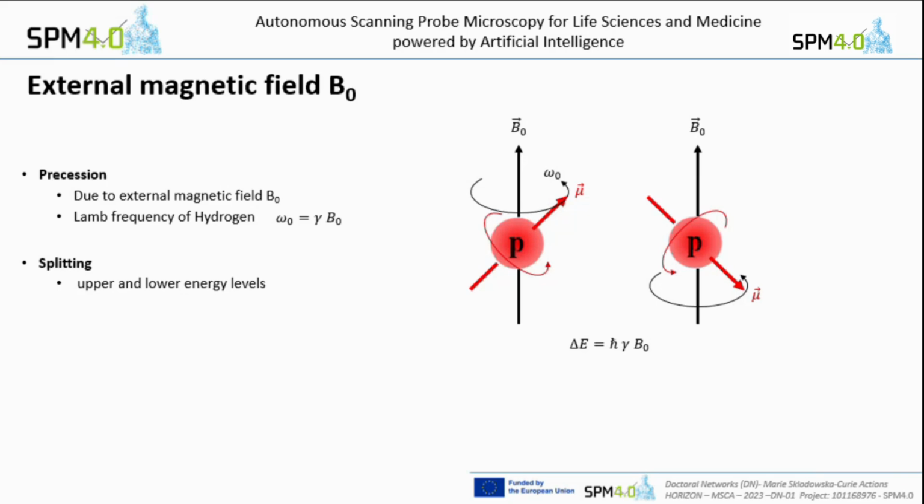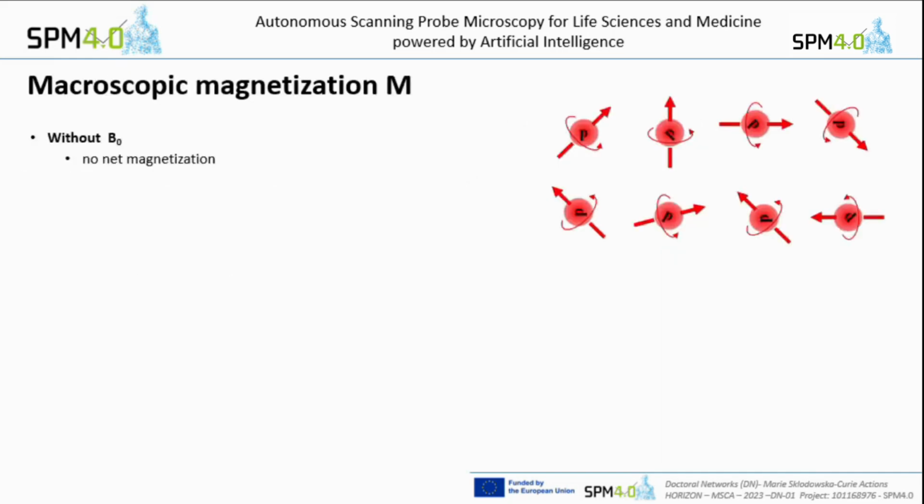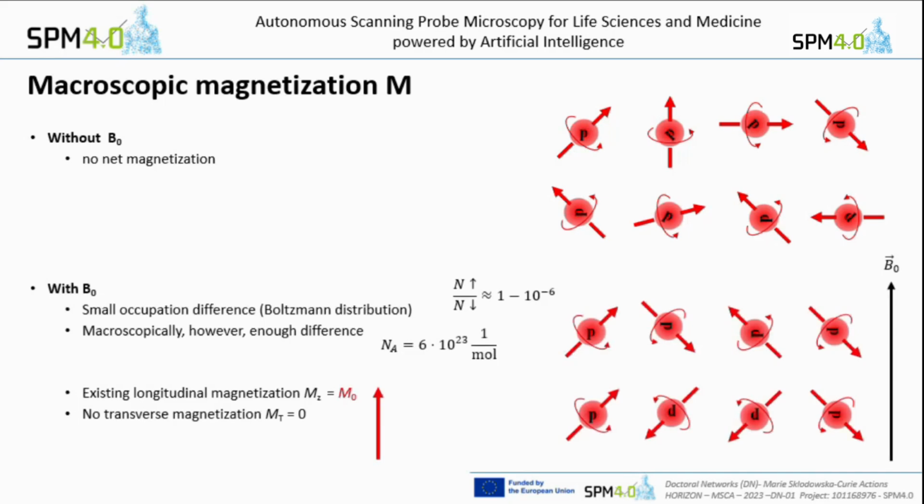So this is a microscopic view. We go to the next step, a macroscopic view, where we observe macroscopic behavior. We see that without an external magnetic field, the spins of the protons are quite random, so they cancel each other out. We don't have any net magnetization. If we now switch on the magnetic field, we see exactly this distribution, some parallel, some anti-parallel, with a really small difference, about 1 minus 10 to the power of minus 6.